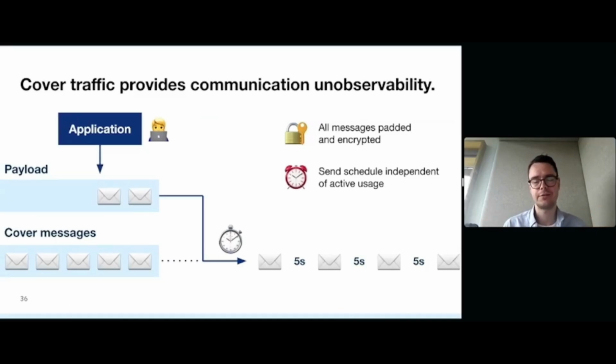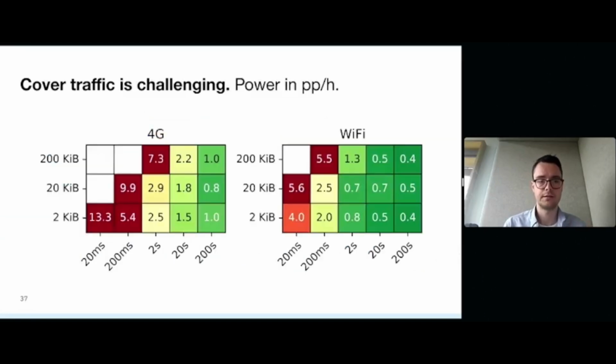Instead of sending application payloads as they come, we have a fixed timer that sends an encrypted packet every 5 seconds. If there's something ready in our payload queue, we send that. But if the payload queue is empty, we send cover messages instead. Of course, all those messages are encrypted and padded to the same size, so they don't leak any information. And what we can now do is test different parameters and sizes.